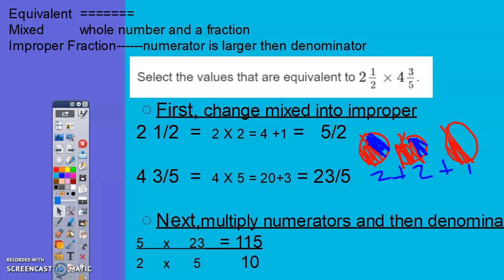So we check if we had reduced first. If we go up here and we take our 5 over 2, we could have reduced this. We could have crossed out the 5, ended up with 23 on the top and 2 at the bottom, and then we can go ahead and reduce that. And then the other thing that we can do is change this 10 back into a mixed number. So the 10 would go into the 115, and then we would have our mixed number.